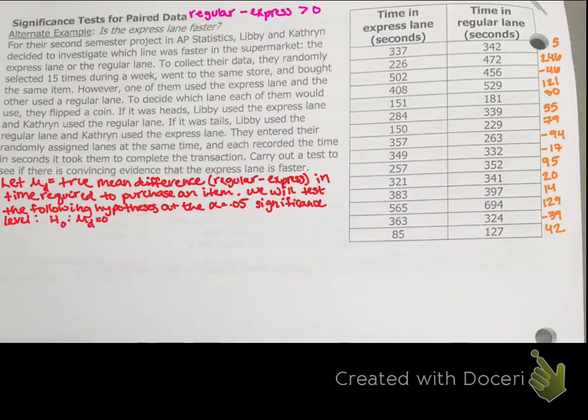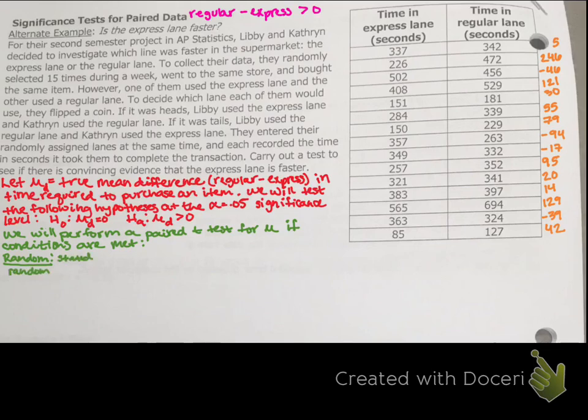I'm saying that there is no difference. Remember, the null hypothesis is a hypothesis of no difference. Alright, H sub A, mu sub d is greater than 0. I want regular minus express to be larger than 0. We will perform a paired t-test for mu if conditions are met. We're calling it a paired t-test, but when we do it in the calculator, we're just going to use the regular t-test. Okay? Alright, first condition, random.